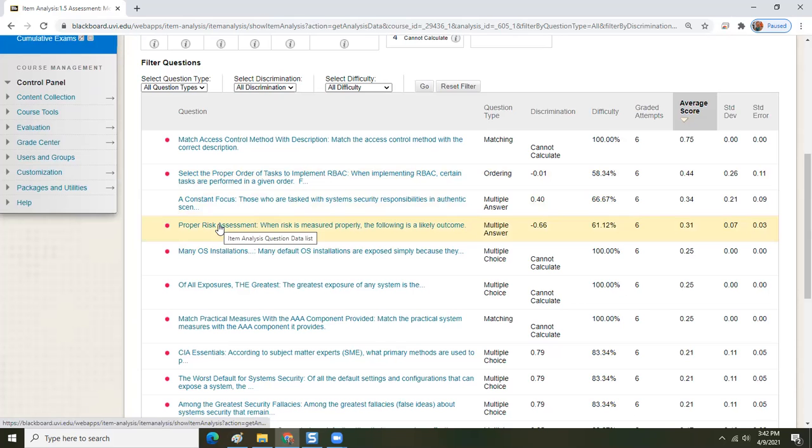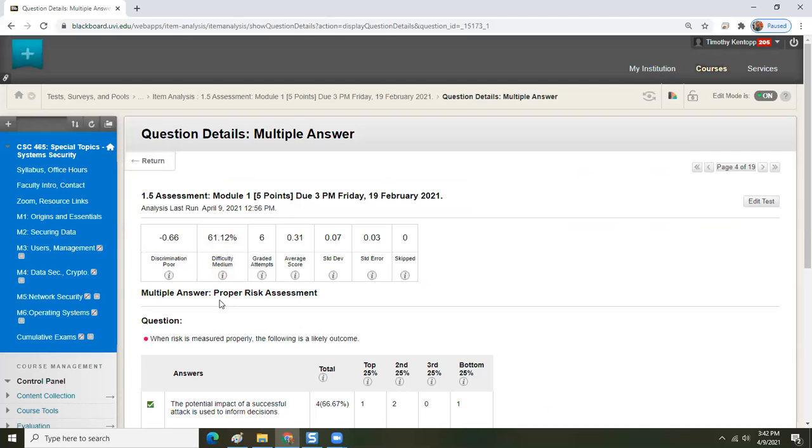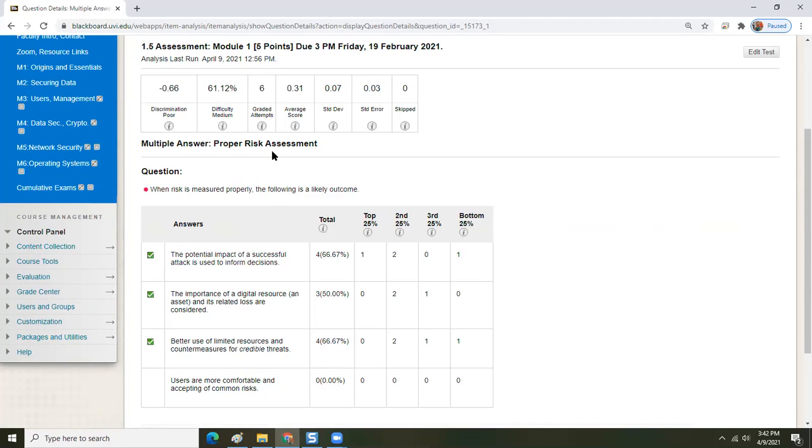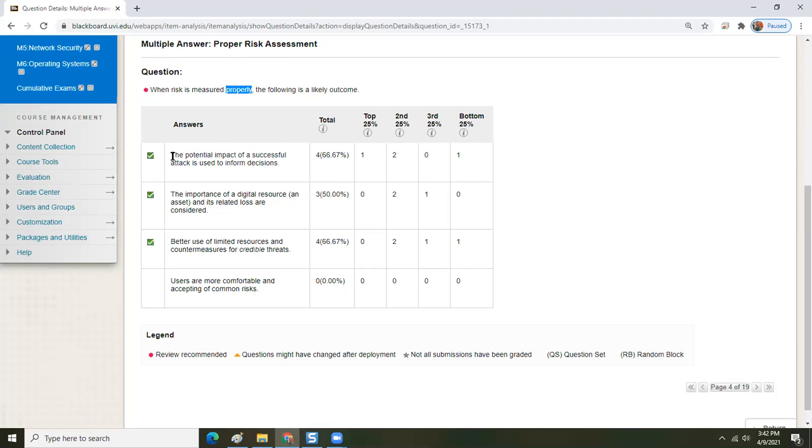Multiple answer. This one should have been a 5. This one should have been a 5. And that one should have been a 5. So let's see what's going on with these. Multiple answer, proper risk assessment. When risk is measured properly, the following is a likely outcome. The potential impact of a successful attack is used to inform decisions. So that gets back to the scenario we talked about in the previous item. The importance of a digital resource and its related loss are considered. That's the very heart or beginning of the risk management process.